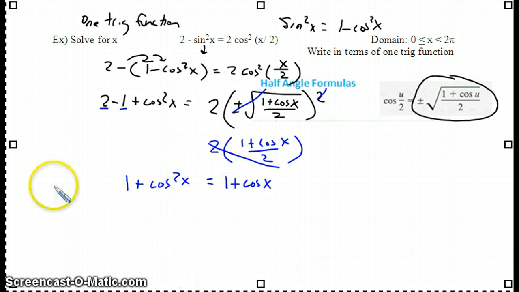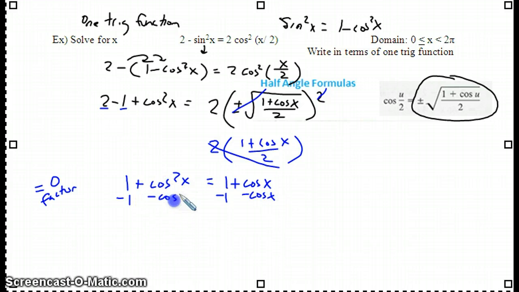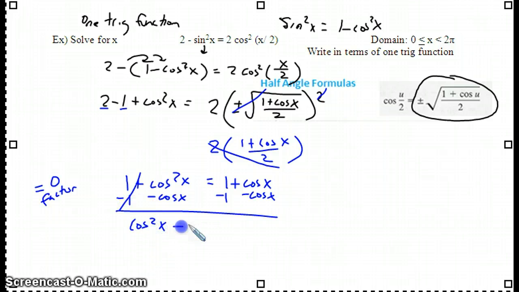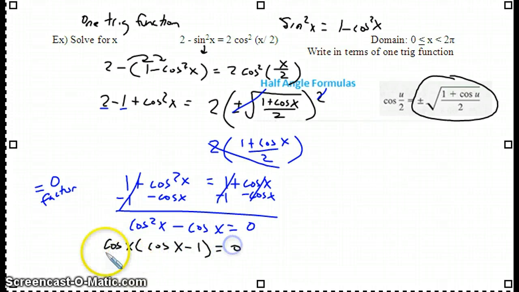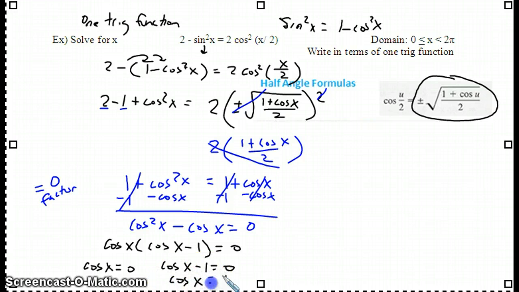So now I'm going to set my problem equal to 0 so I can factor it. So to do that, I'm going to move this over and move this over. So these two I can't subtract from each other. It becomes cosine squared minus cosine. And this just cancels out, so 0. So if I factor, greatest common factor is a cosine. I can set these equal to 0 now. I'd have to add 1 here.